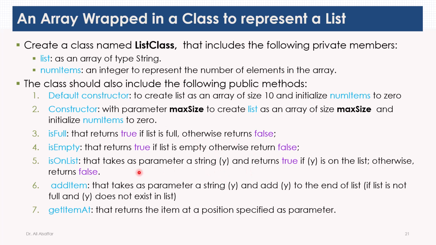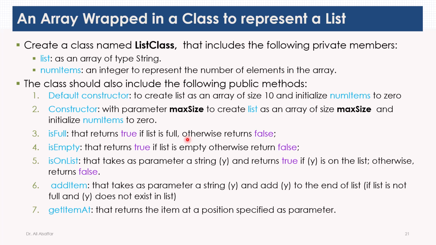If it is there, then it will return true. And if it is not there, it will return false. So here we are testing for containment, if the element is in fact on the list or it is not on the list. Now we come to the method that is responsible for adding items to the list. The method is called addItem, that will take as a parameter a string and will add this string to the end of the list. But before adding the element to the end of the list, it should make sure that it is not full.